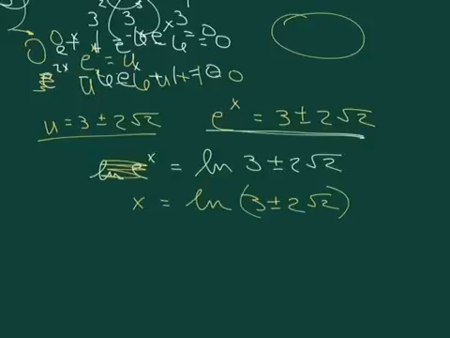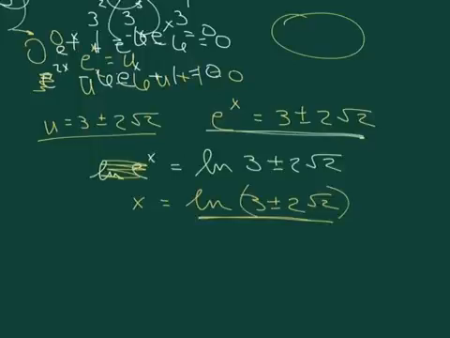And this needs to be in parentheses. Didn't do that. Alright. So this is exactly what the answer is, or you can actually solve it. You're going to get two answers. 3 plus 2 square root of 2, and then take ln of that, and 3 minus 2 square root of 2, and take ln of that. So you'll get two different answers there.